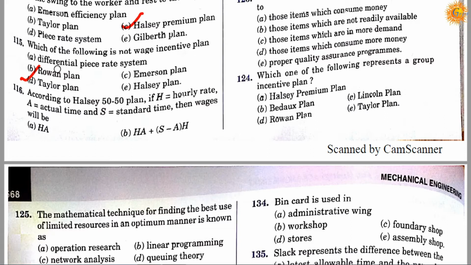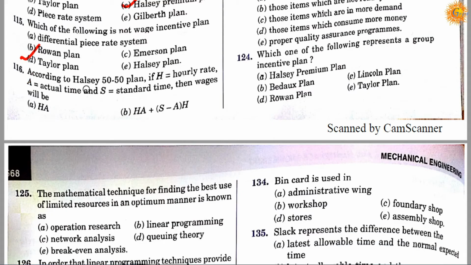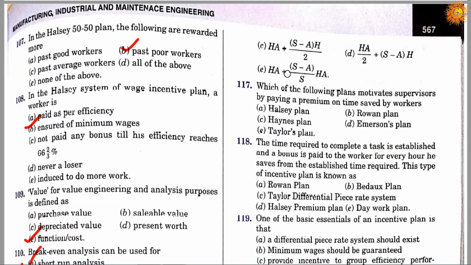Okay. Question number 116. According to the Halsey 50-50 plan, if H is the hour rate, A is the actual time and S is the standard time, then wages will be: option A, HA; option B, HA plus (S minus A) multiplied by H; option C, HA plus (S minus A) multiplied by H, divided by 2; option D, HA divided by 2 plus (S minus A) multiplied by H; and option E, HA plus (S minus A) multiplied by HA divided by S. So the correct answer will be C. It will be HA plus (S minus A) multiplied by H, divided by 2.